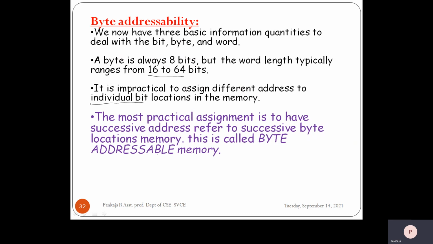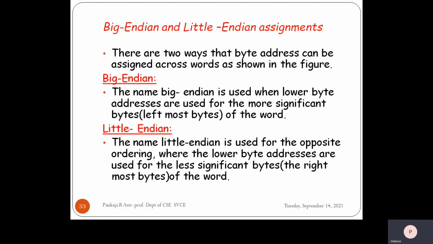So what does byte addressability mean? We assign successive addresses, and successive addresses refer to successive byte locations in memory. What are the ways in which we can represent this byte addressability? There are mainly two ways: the first one is big endian, and the second one is little endian, depending on the processor.